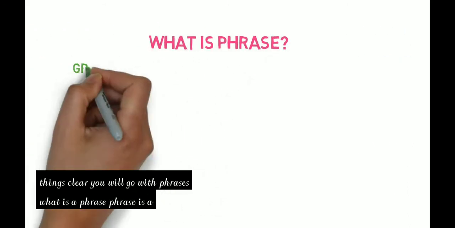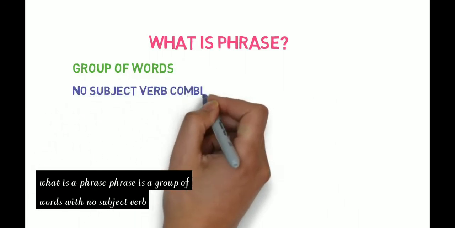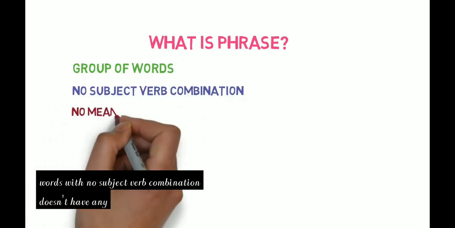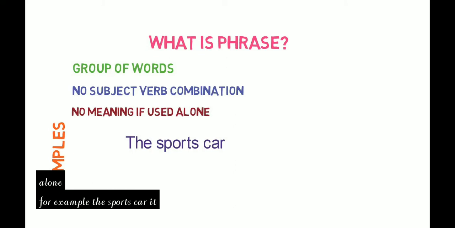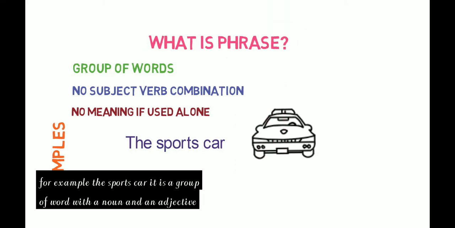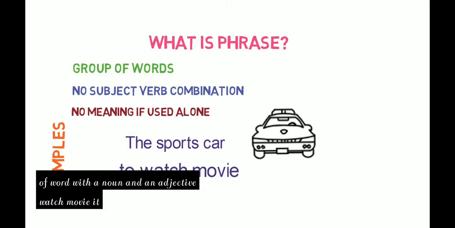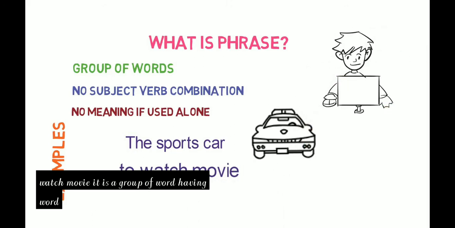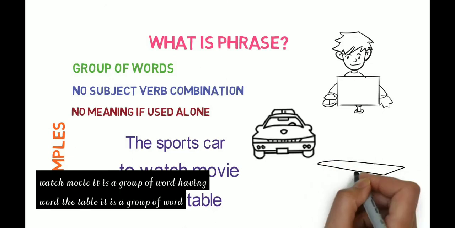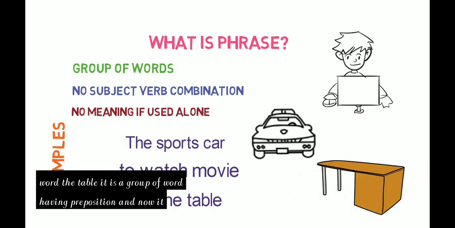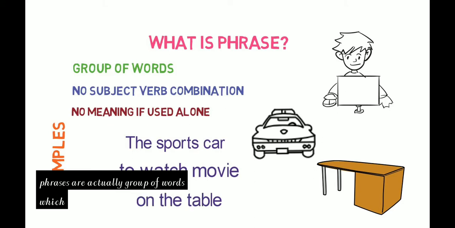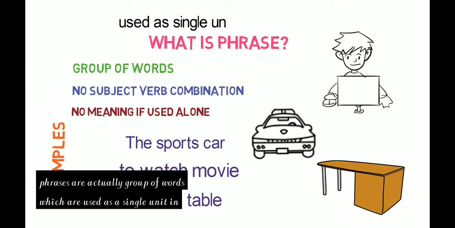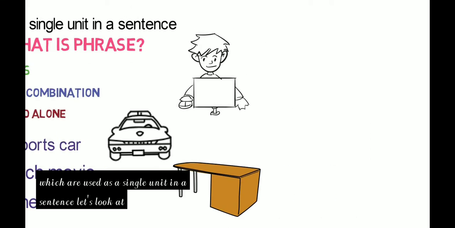First we will go with phrases. What is a phrase? A phrase is a group of words with no subject-verb combination. It doesn't have any meaning if it is used alone. For example, the sports car. It is a group of words with a noun and an adjective. Watch movie. It is a group of words having a verb. On the table. It is a group of words having a preposition and a noun, but it doesn't have any meaning if it is used alone. So phrases are actually groups of words which are used as a single unit in a sentence.